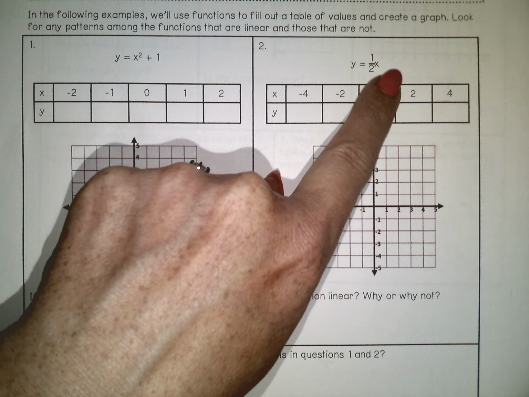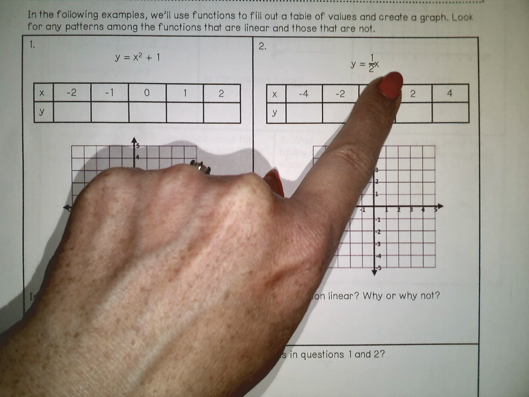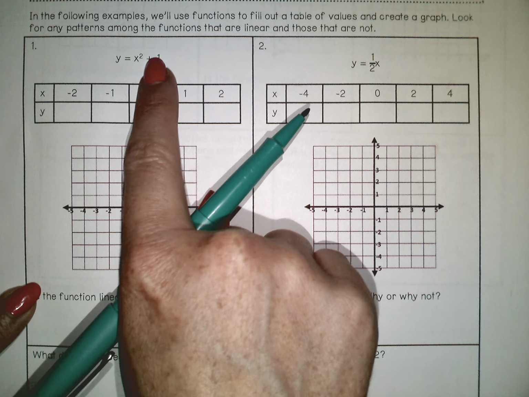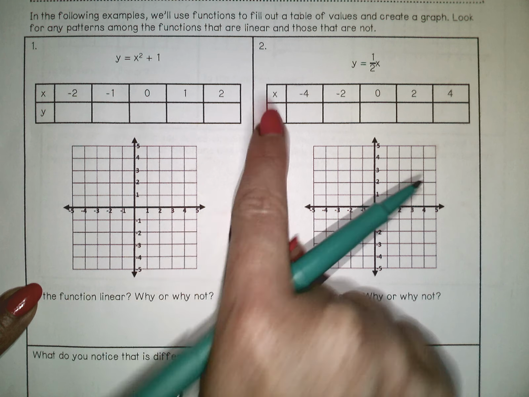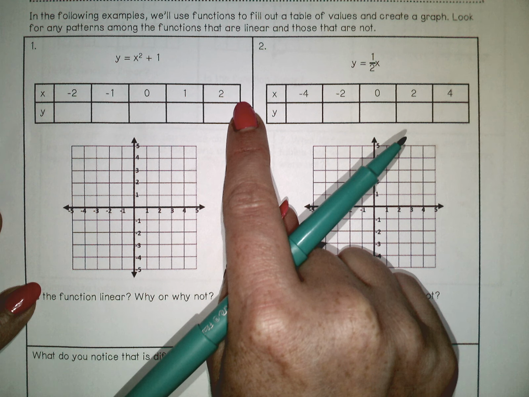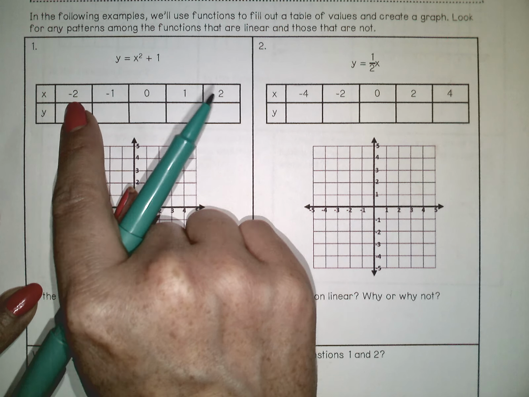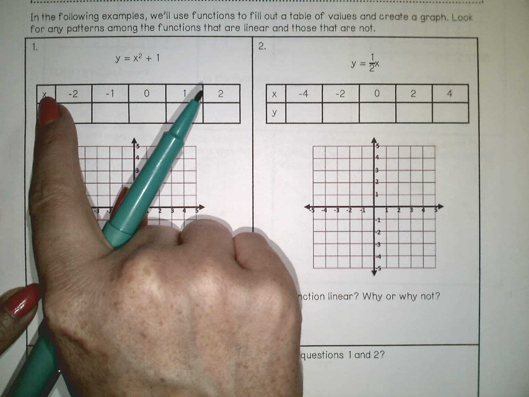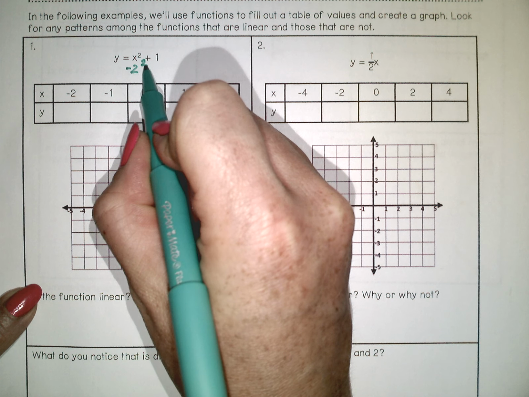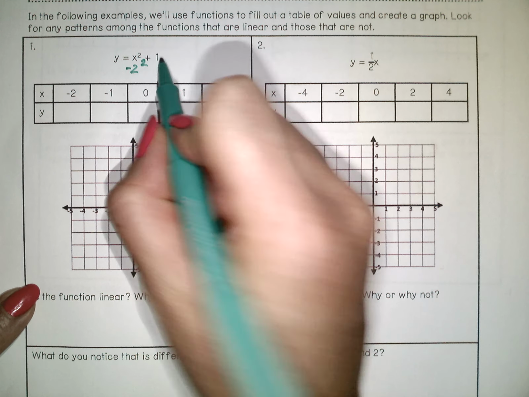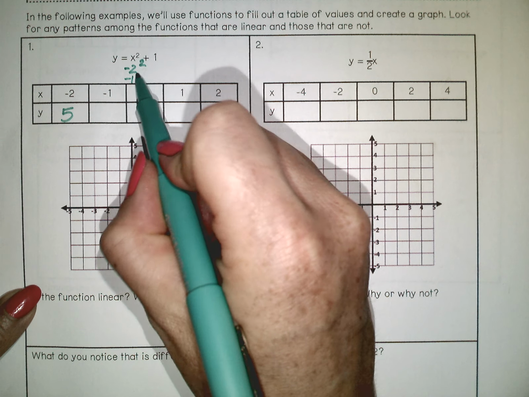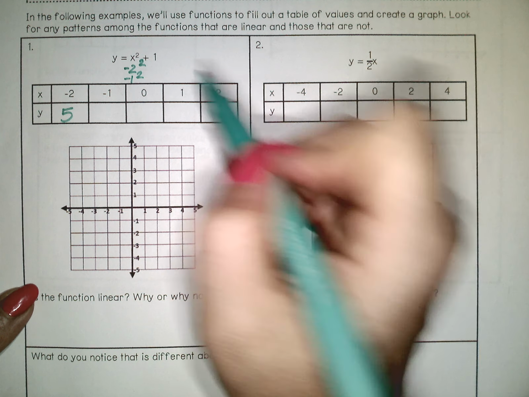So if this x value is -2, -2 squared is -2 times -2, which is +4. +4 plus 1 is 5. -1 squared. -1 times -1 is 1. 1 plus 1 is 2. 0 squared. 0 is always my favorite to plug in. 0 times 0 is 0. 0 plus 1 is 1. 1 squared. 1 times 1 is 1. Plus 1 is 2. 2 squared is 4, plus 1 is 5.